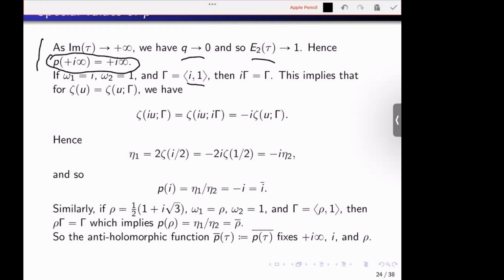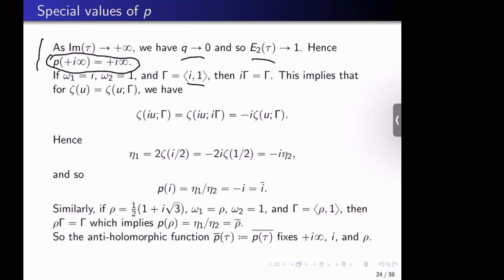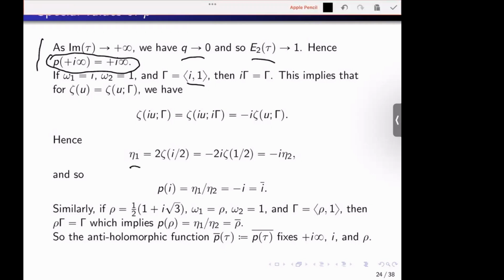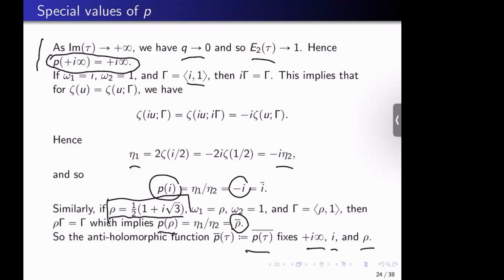The other thing is, and I will not justify this in detail, that if you look at some lattices, as I said, with extra nice symmetry properties, for example, the integer lattice, then you get some relation between these etas, and this allows you to compute their ratio. And well, in this way, you can show that the value of P at i actually is minus i. And a similar thing happens at this root of unity that I call rho. Again, my function can be computed explicitly, and you get the complex conjugate of rho. And what this means is actually this. So if I look at not P, but the conjugate of P, then I get a function that fixes infinity, i and rho. Right? So this is a kind of curious property. And I will try to explain to you how this can possibly be.